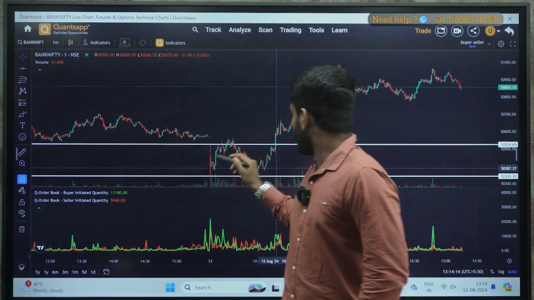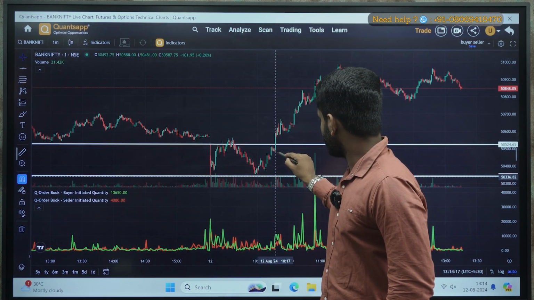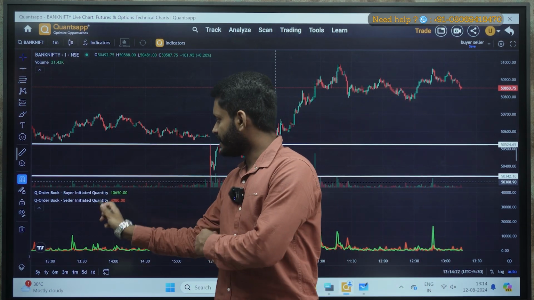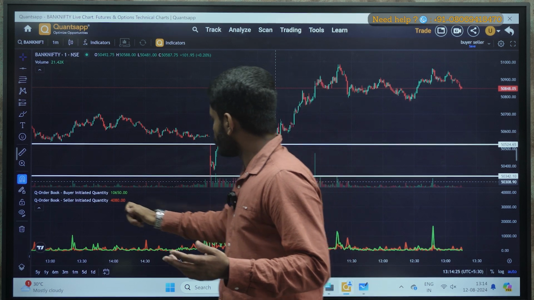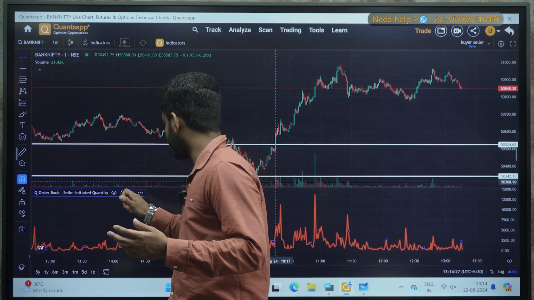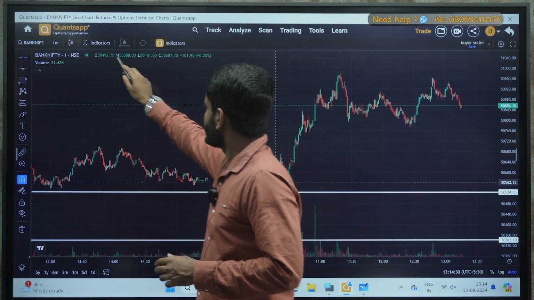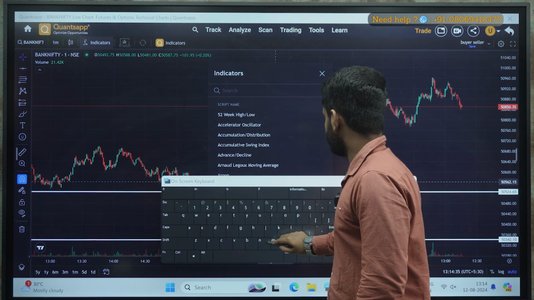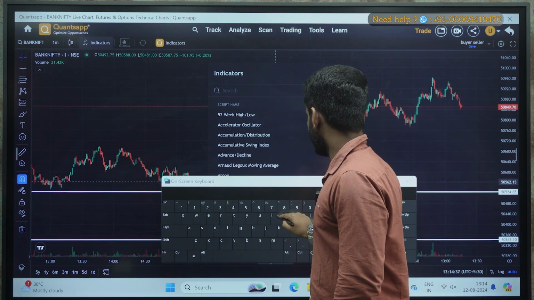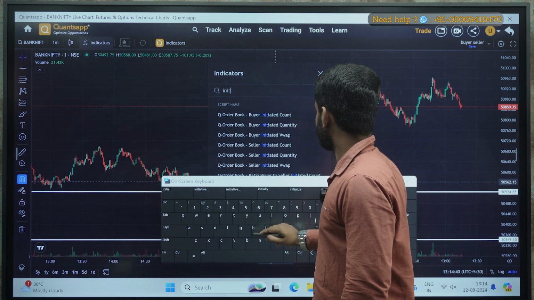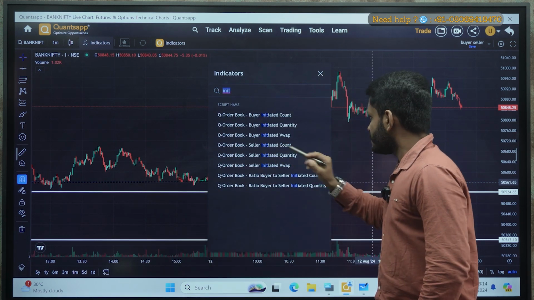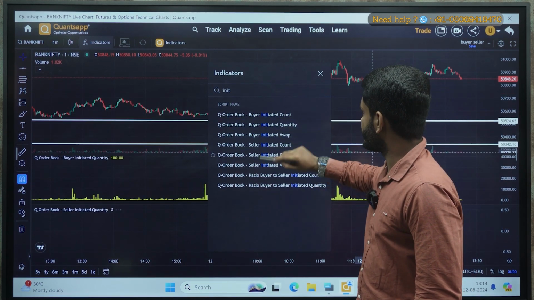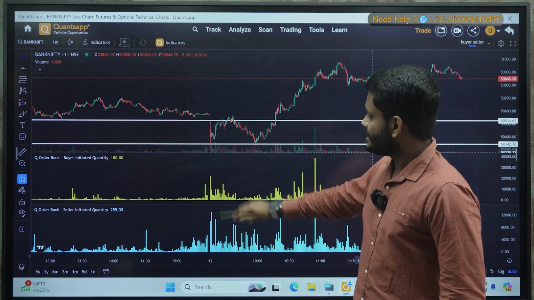Now go to the bottom and check out the quantity. Here I have plotted order book data, buyer initiated quantity and seller initiated quantity. For those who don't know how to plot it, let me explain once again, because most of you might already know how. Let me go to indicators and type initiated over here. Give me a second. Here I will add Q order book buyer initiated quantity and Q order book seller initiated quantity. Both these indicators are plotted.